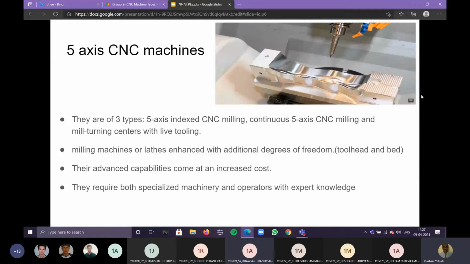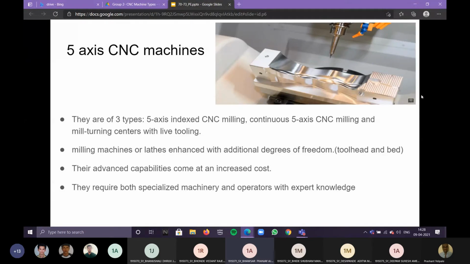5-axis CNC machines are generally more advanced CNC machines which are equipped with two or more axes in addition to the 3-axis CNC machines. In these types of machines, in addition to the tool, the workpiece bed can also rotate or translate, depending upon its making.